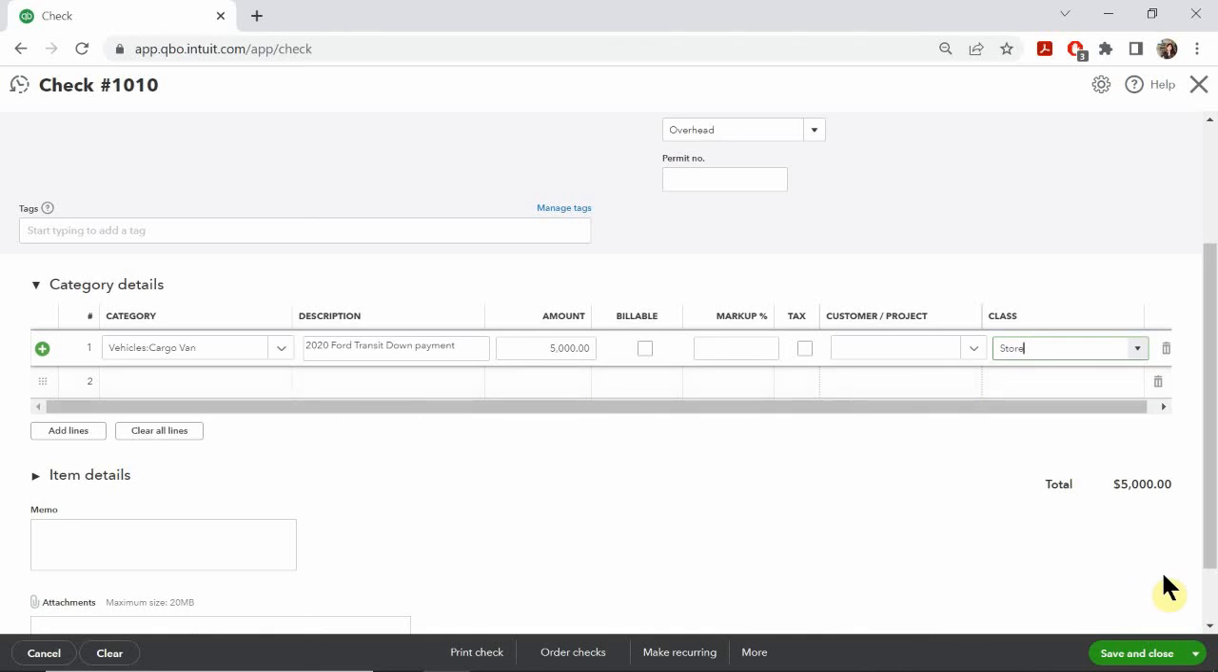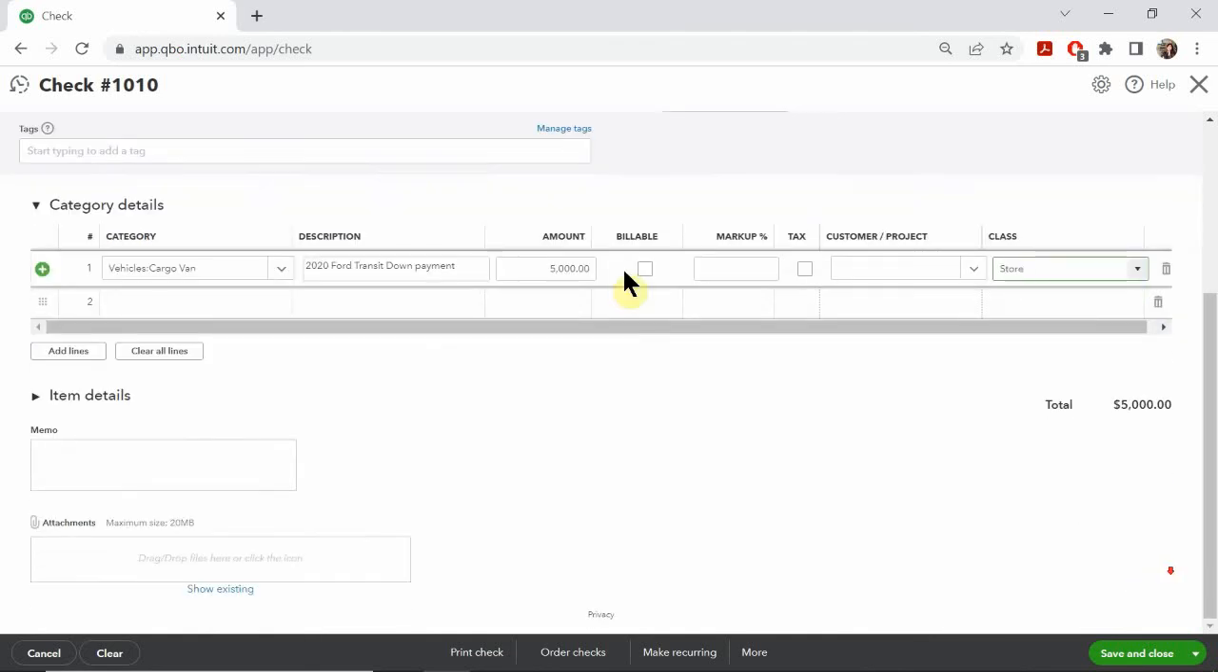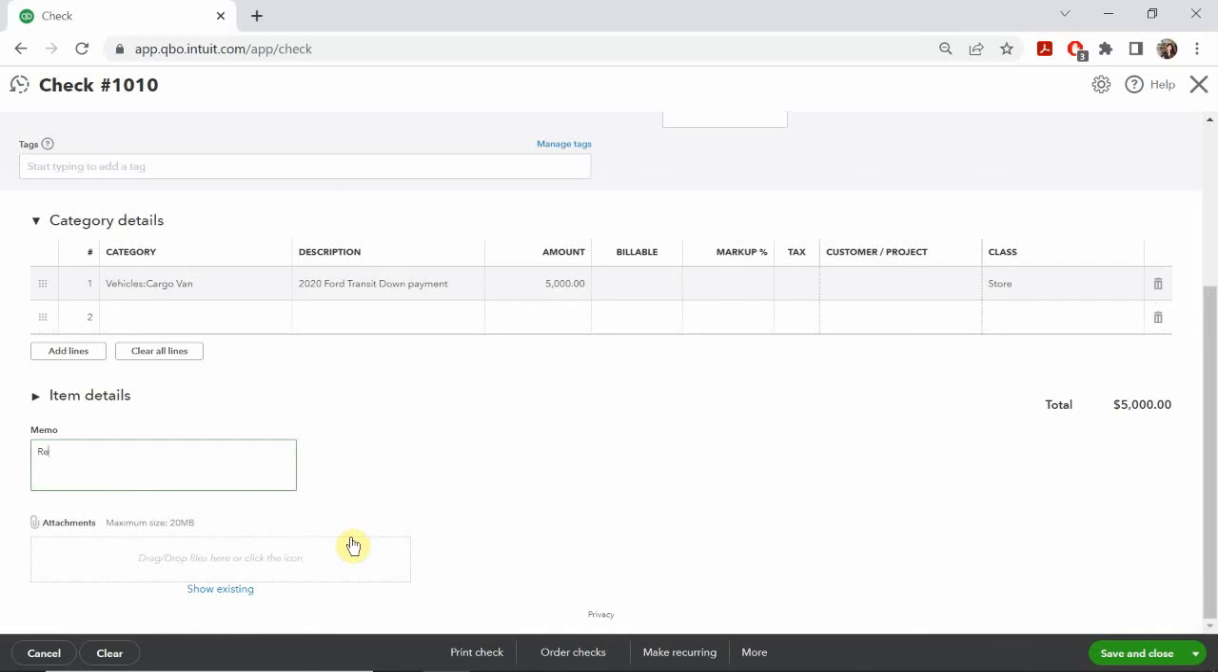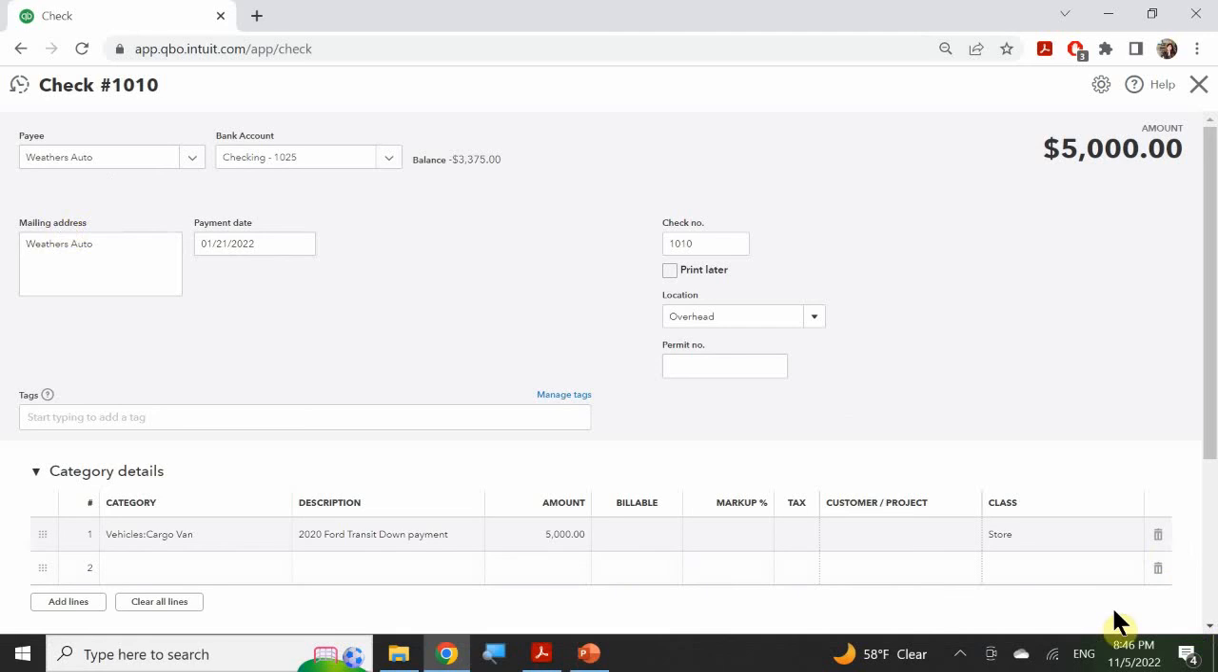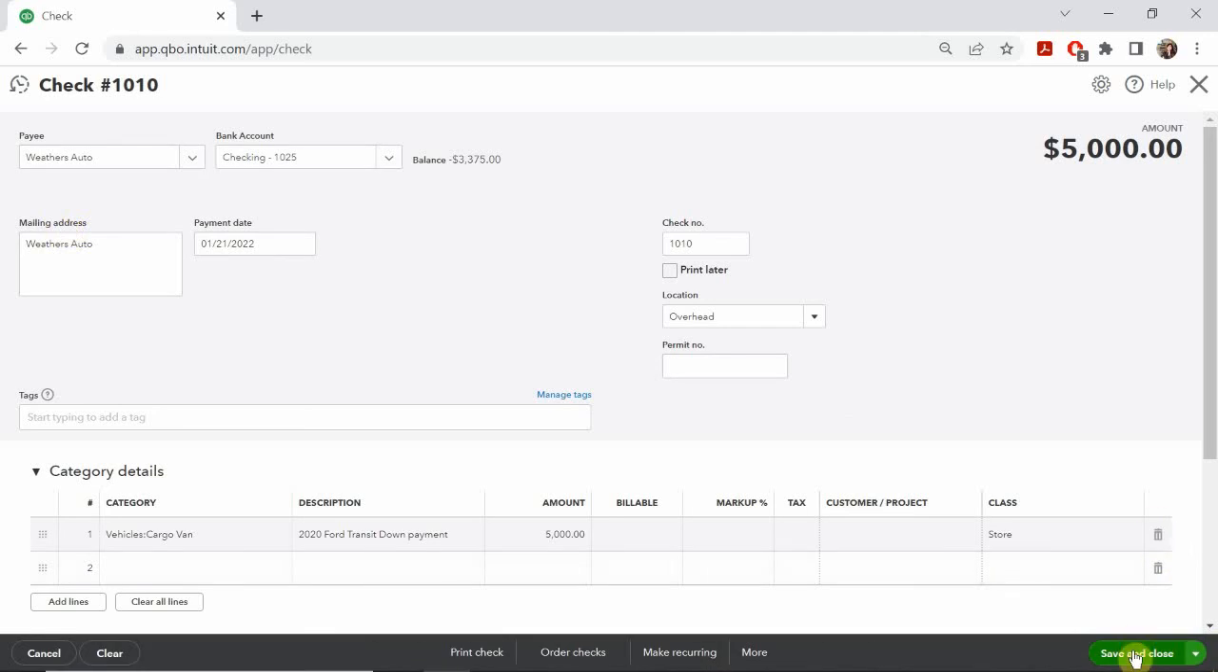Other notes you could put in here, again, you could put your reference number here, 12340987. Everything looks good. You're making a payment for $5,000, and that's it. Using your checking account to Weathers Auto for the cargo van. So I'm going to go ahead and click Save and Close.